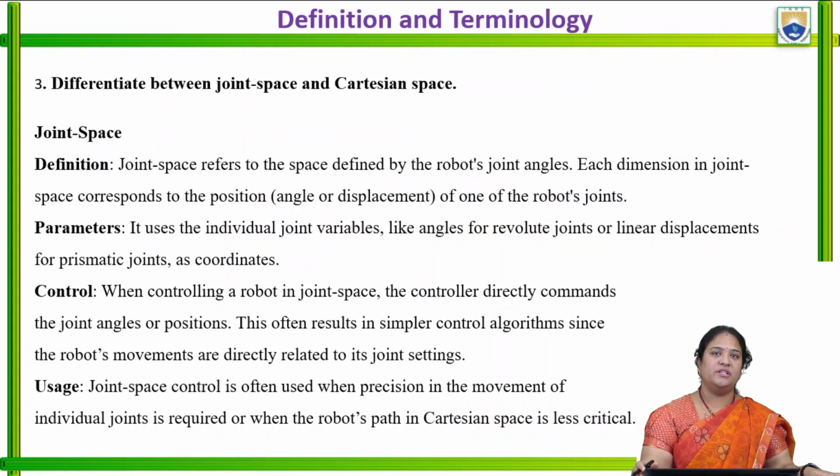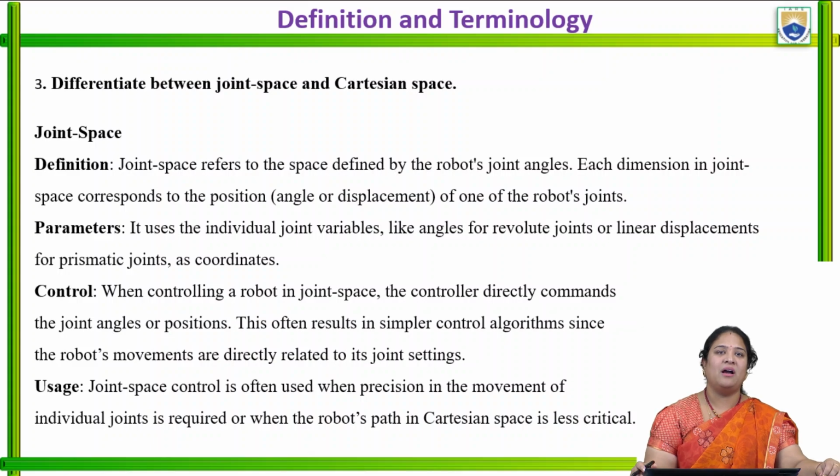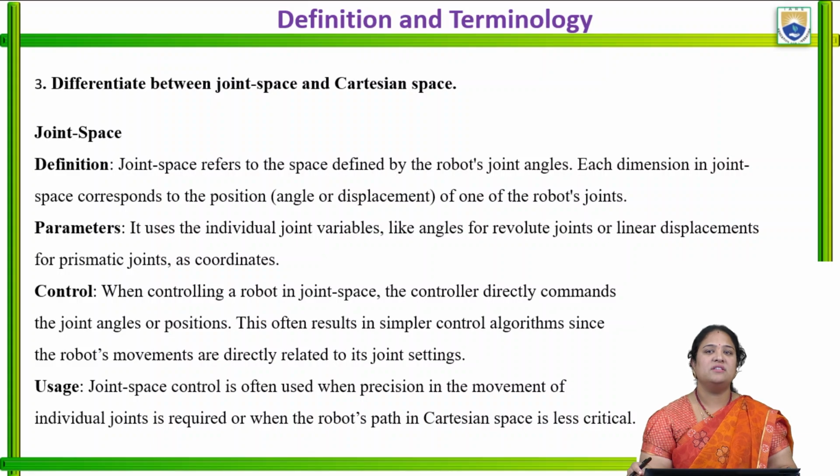Next, the third question is: differentiate between joint space and Cartesian space. What do we mean by joint space and what do we mean by Cartesian space? The joint space refers to the space which is known for the robot joint angles. Right? The joint space is the space which is used to define the robot's joint angles. Each dimension in the joint space is based upon the position of the robot joints, whether it is an angular position or a displacement type of position.